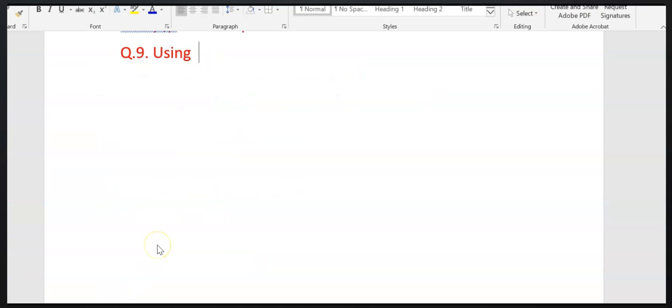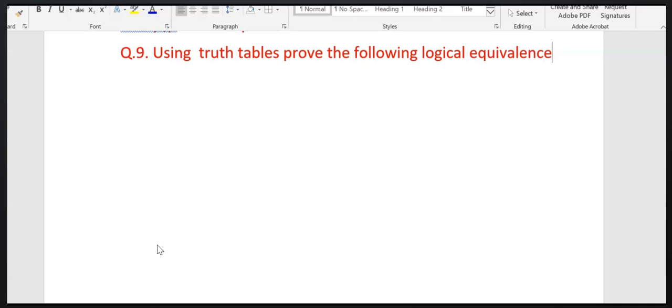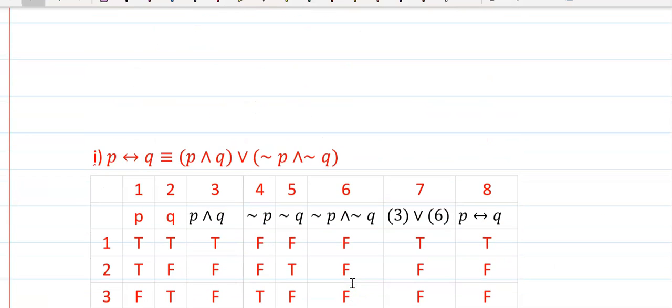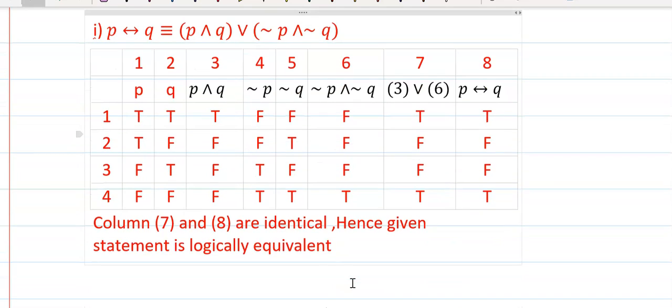Now the question number 9. Using truth tables, prove the following logical equivalences. This is the first, you can see this here. First equivalence.